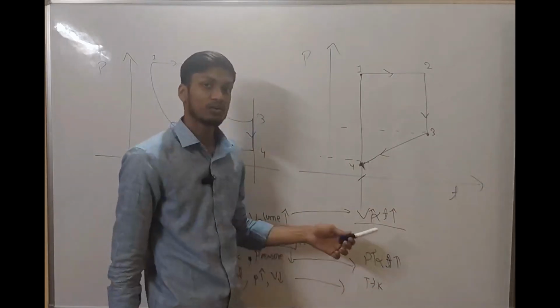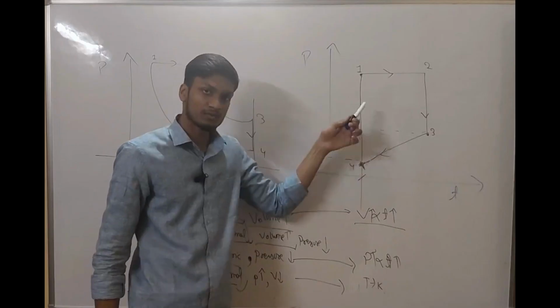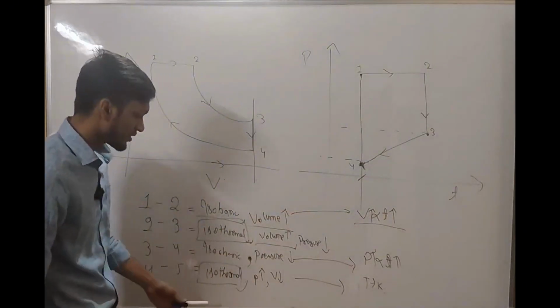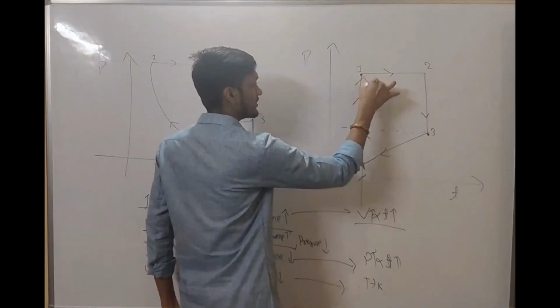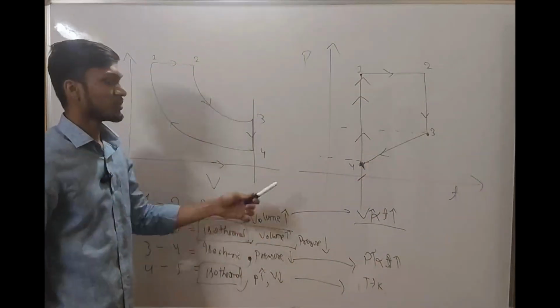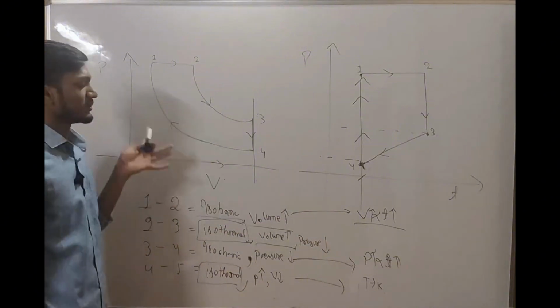Now, what about the arrow? Should I draw it from 4 to 1 or 1 to 4? Analyze very carefully. The pressure is increasing in this process, so we should draw the arrow in this direction. This will be the equivalent PT graph for the given PV graph.